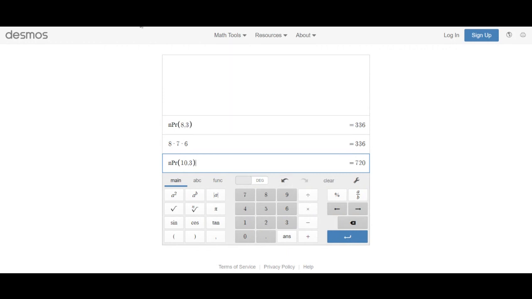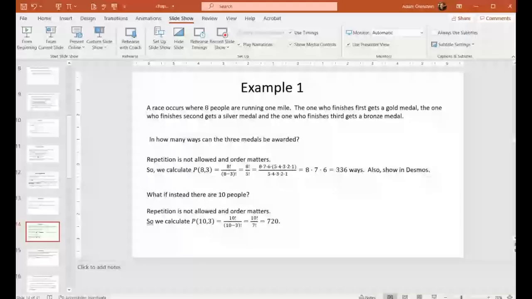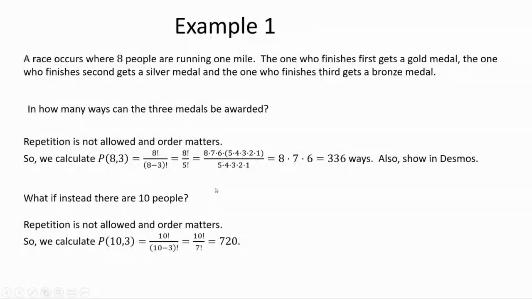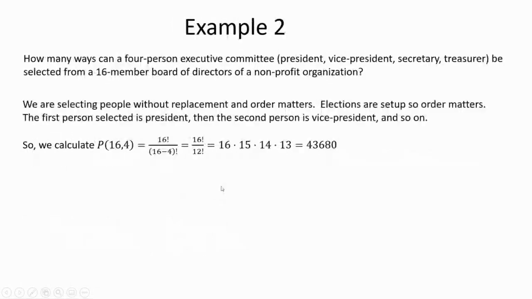All right, are there any questions on that? All right, so that's what happens here. So we did this one as well. Okay, so that's this question. Let's do another one.